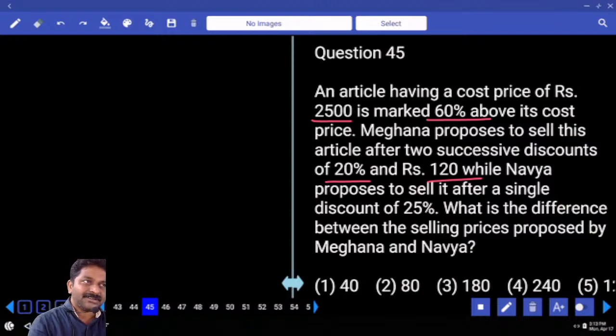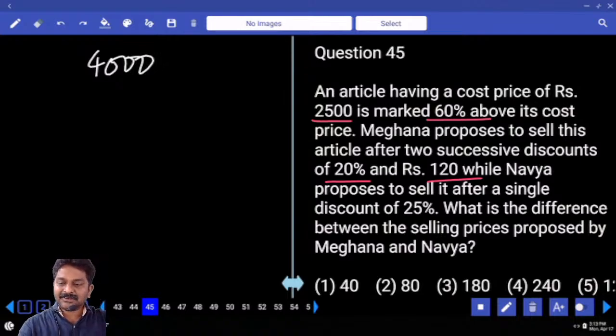You can go with 10%, 250 into 6. Otherwise, 10% double, triple. 10% is 250. Double, triple, 50, 100 more. He increased by 60%, right? Value becomes 4,000.